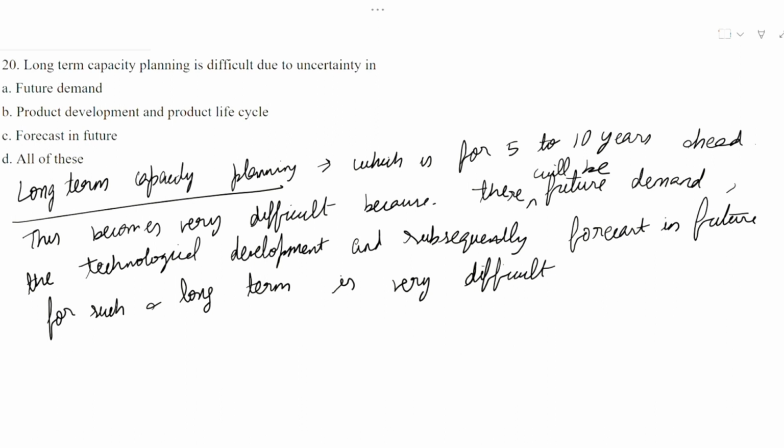So what happens is there will be various uncertainties, whether that kind of technology will prevail after 5 to 10 years, or that kind of demand will be there, or the kind of forecasting for that long period is very difficult. So because of these uncertainties, the long term strategies is really very difficult, but still some methods are available, and these long term strategies are further influenced by that type of product development. So this is the reason why long-term planning is difficult due to uncertainty in future demand, product development, and product life cycle forecast in future. So the correct option is all of these.